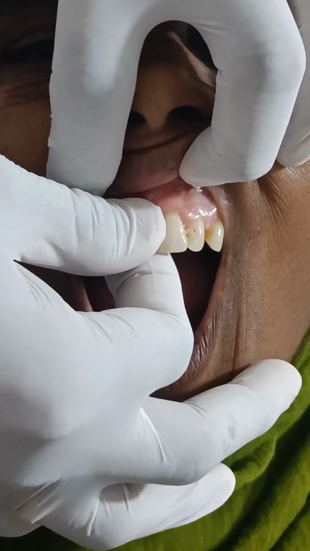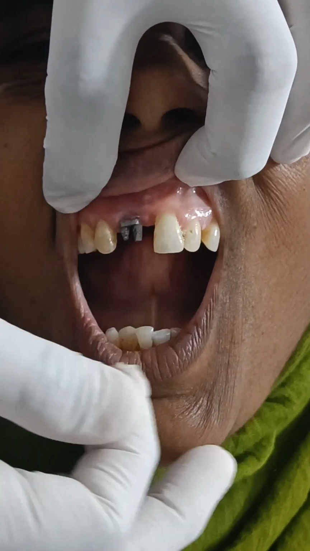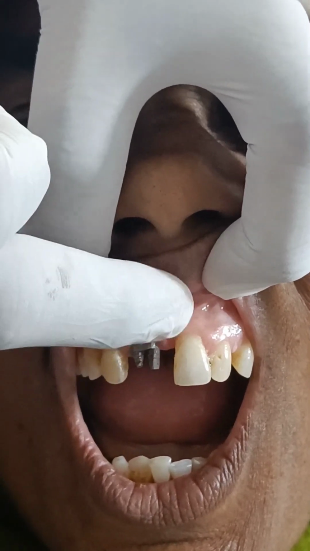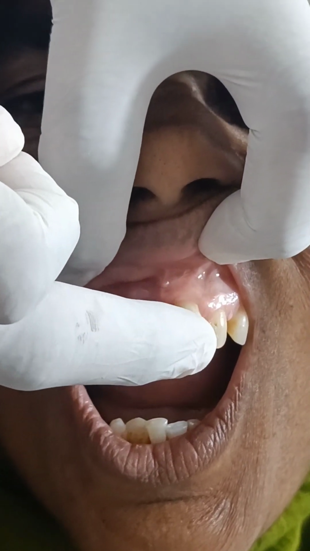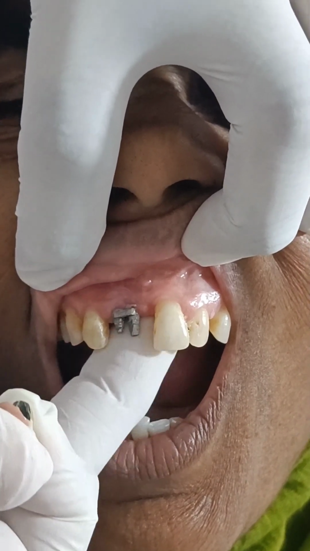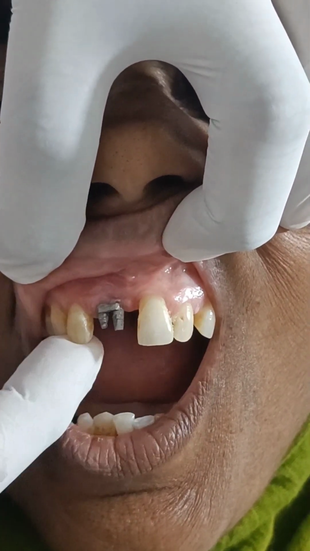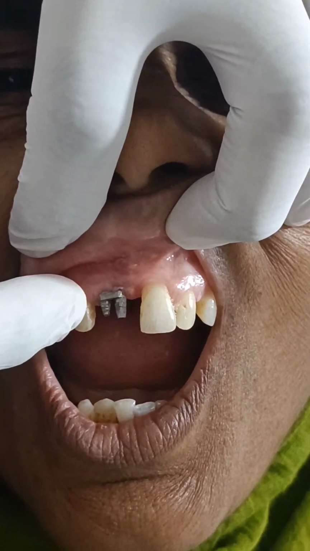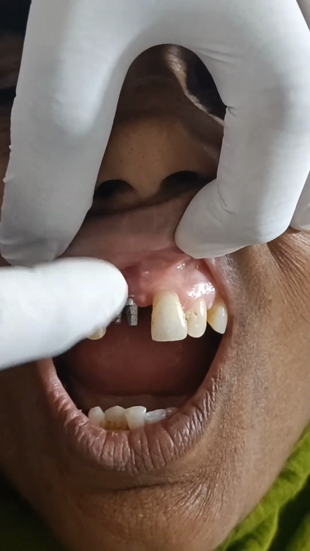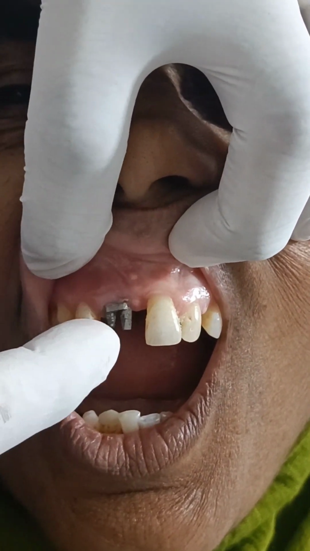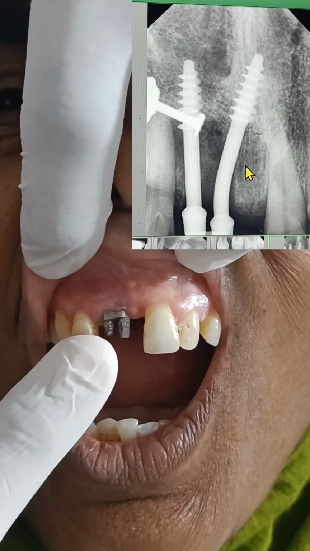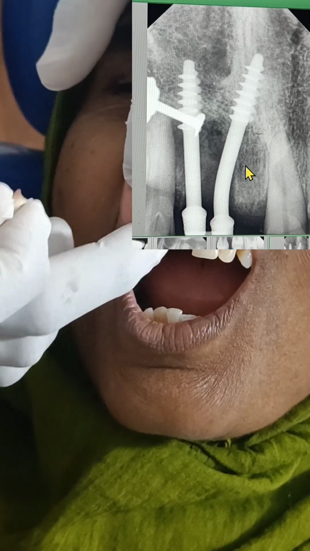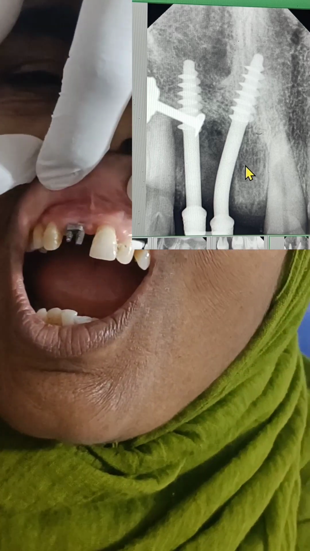So we placed 2 implants, one directly into the nasal floor, engaging the nasal floor above the apex of this tooth. So this is firm and this is firm. And one more engaging above the apex of this lateral incisor. So there are divergent implants. While placing it, you just place it like this and bend it, and then you place another implant straight into the nasal floor.